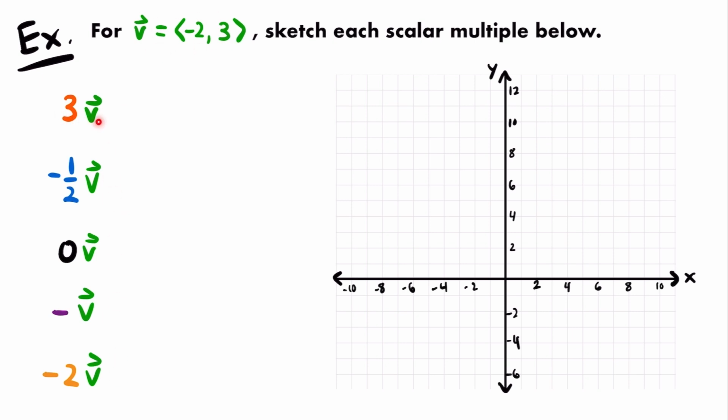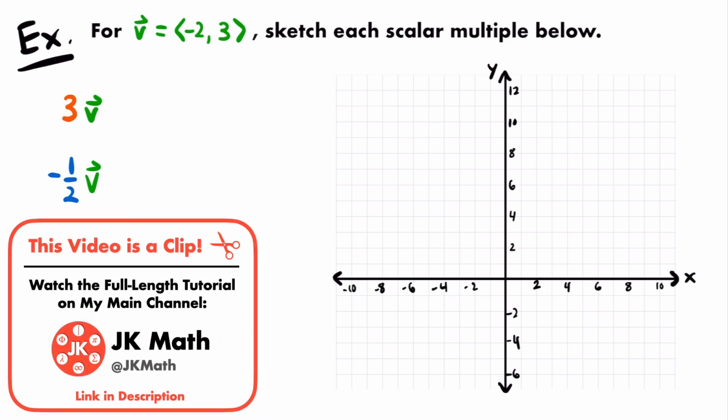We have 3 times vector v, negative 1/2 times vector v, 0 times vector v, negative 1 times vector v, or just negative vector v, and then negative 2 times vector v. All right, and so let's work on each of these one at a time. But let's start with the first vector here of 3 times vector v.